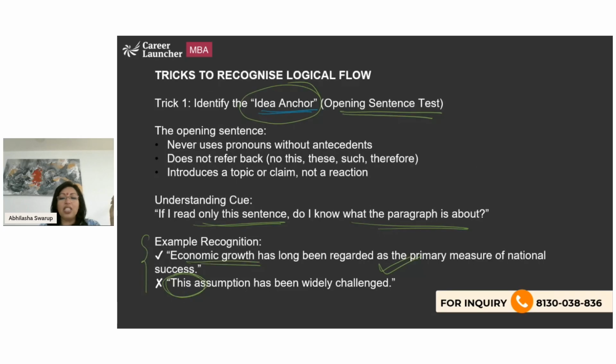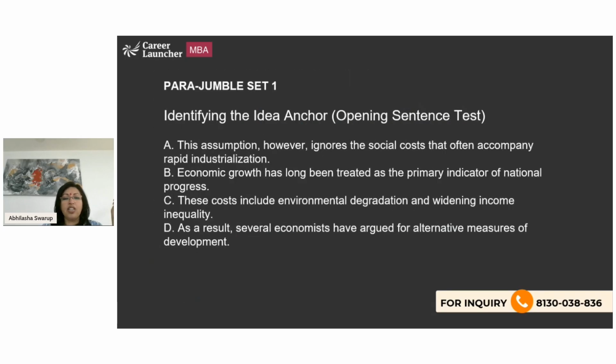So to check this thing, let us look at a question. Here is a very sweet question. This assumption, however, ignores the social costs that often accompany rapid industrialization. Two cues here. Number one is "this", number two is "however". I know both of these expect something else. Economic growth has long been treated as the primary indicator of national progress.